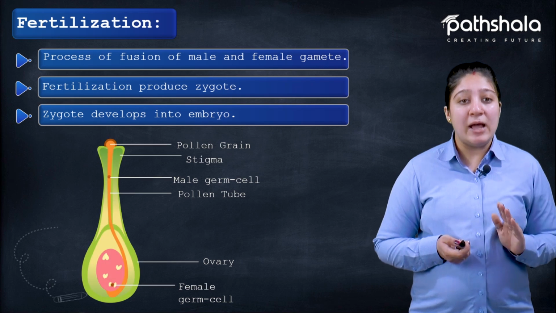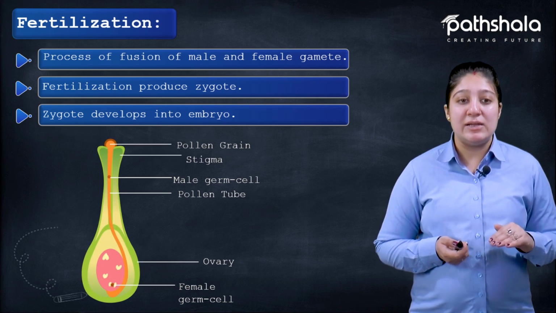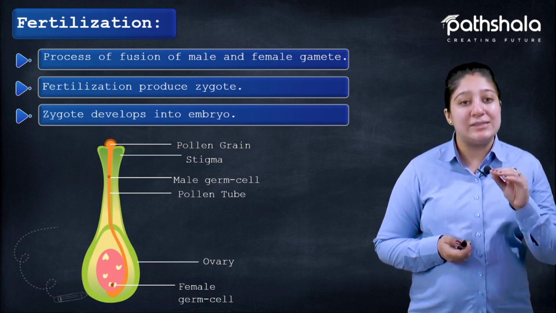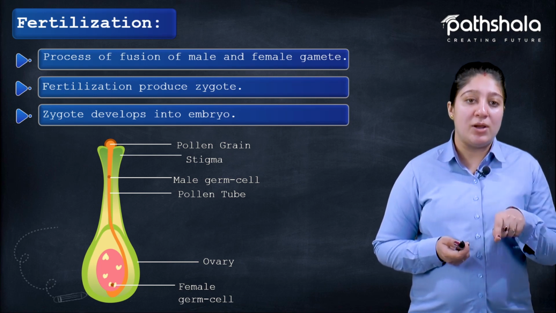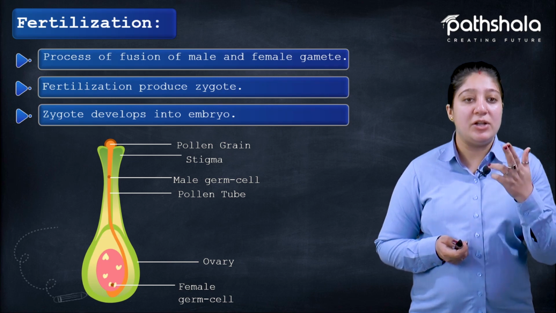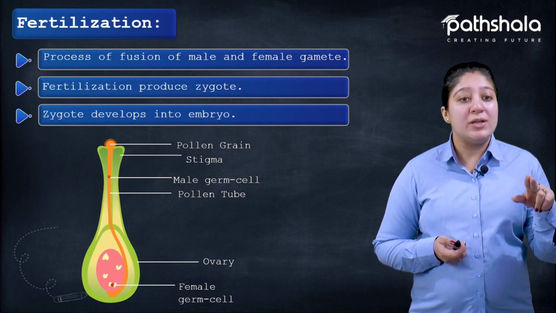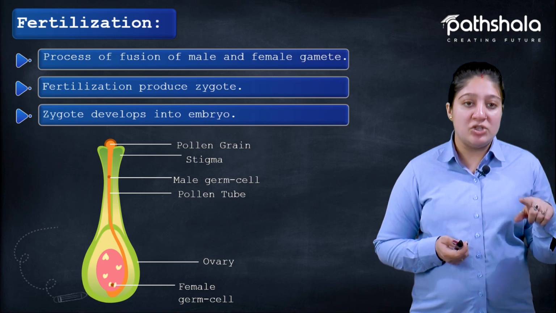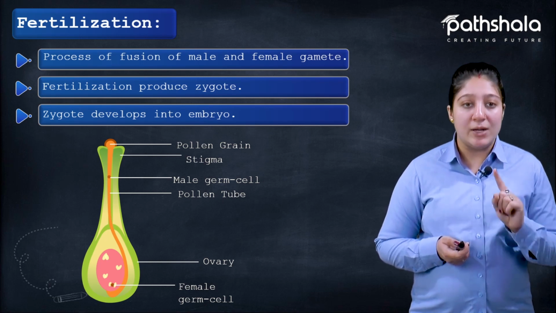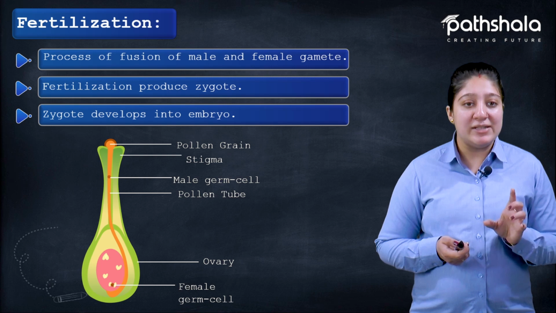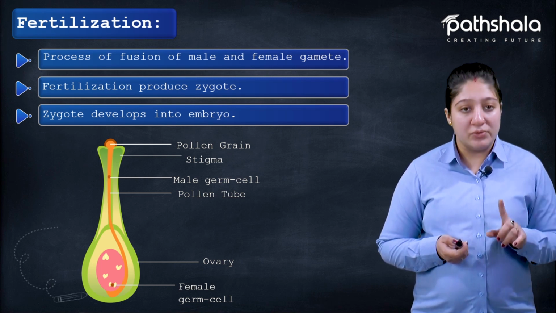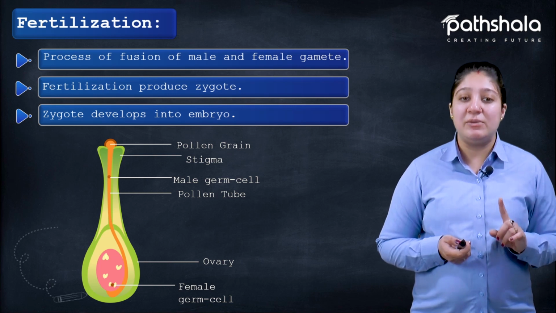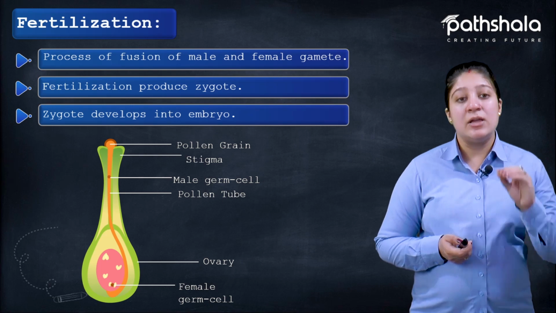Now in this image, you can clearly see what happens once the pollen grain sticks to the stigma. The pollen tube from the pollen grain to the end of the ovary germinates, and from that tube the male germ cells are produced and they reach the ovary with the help of the pollen tube, and there they fuse with the female germ cell to produce the further part of the flower, that is a fruit.